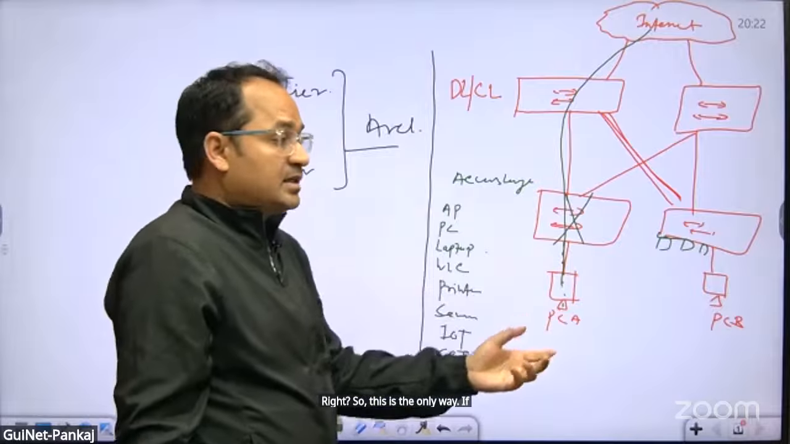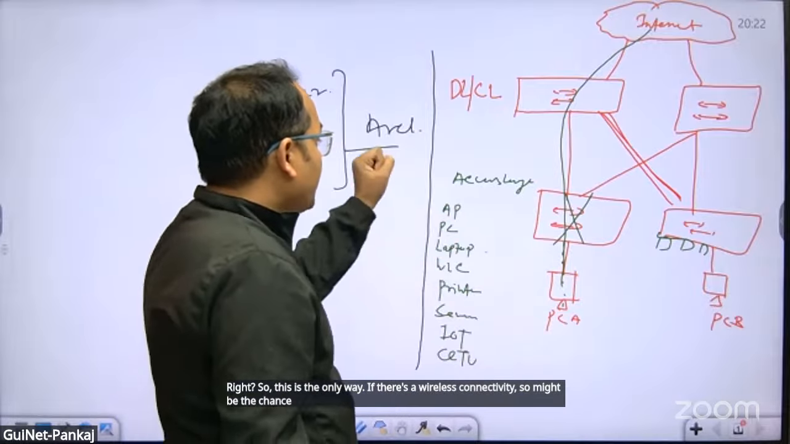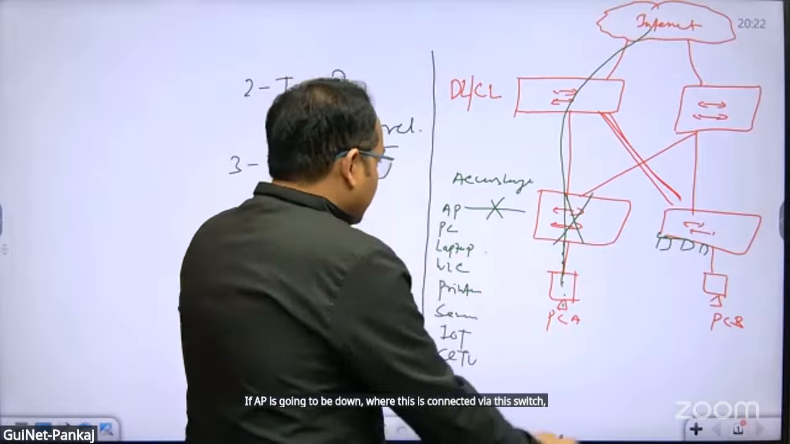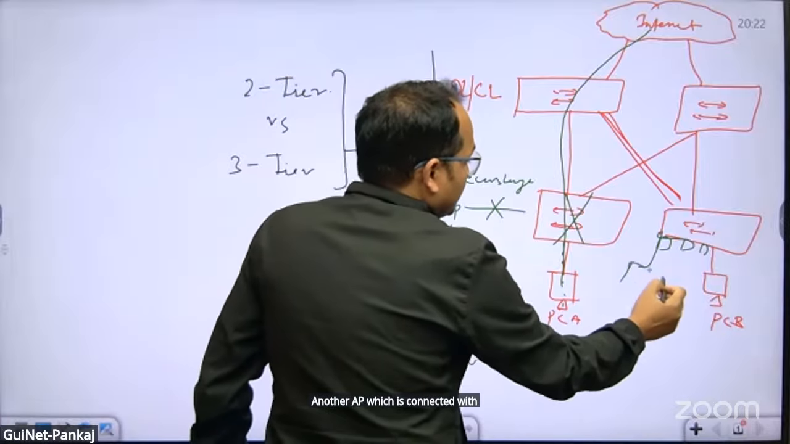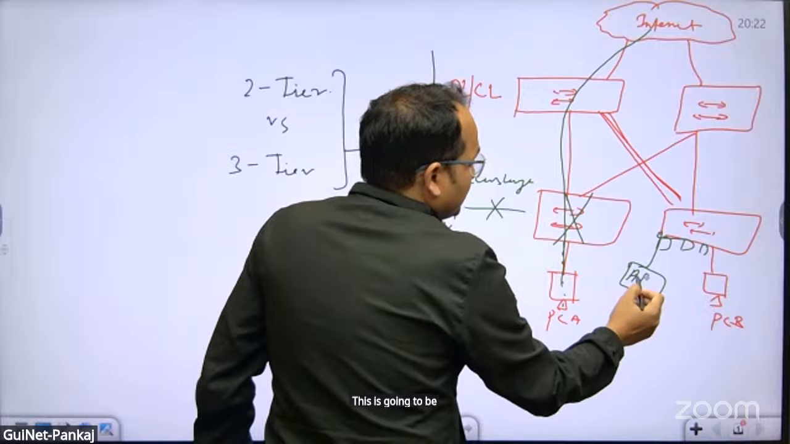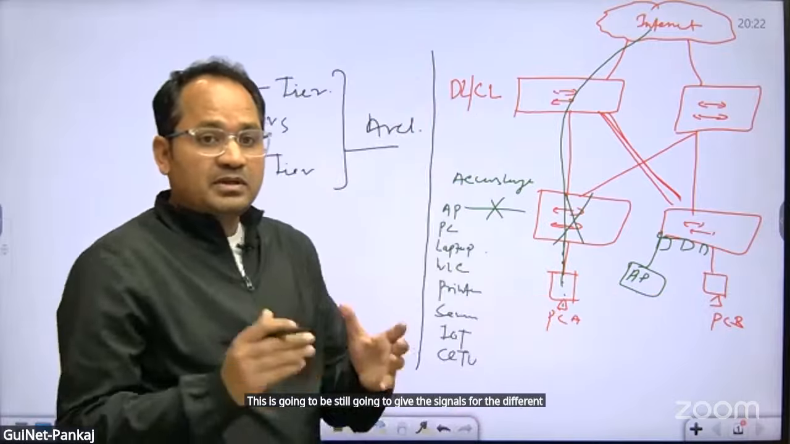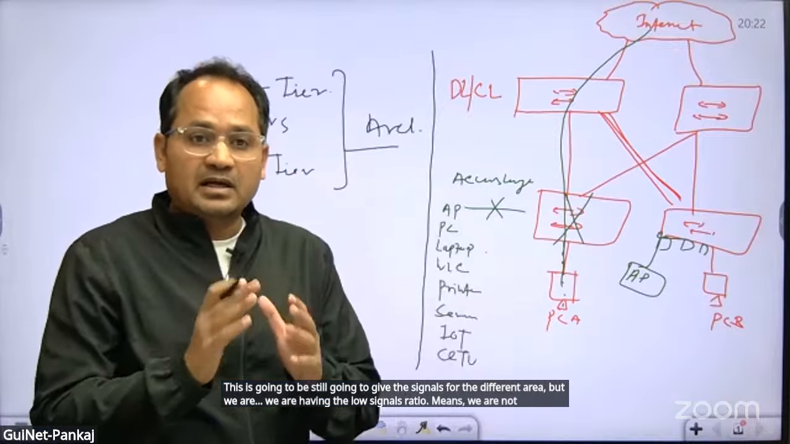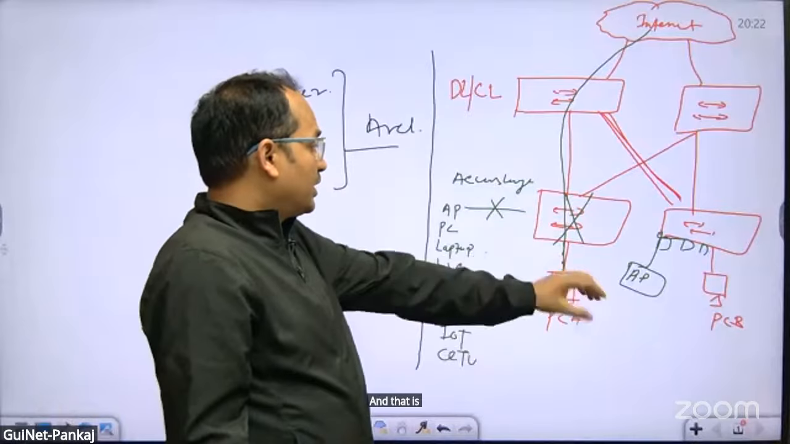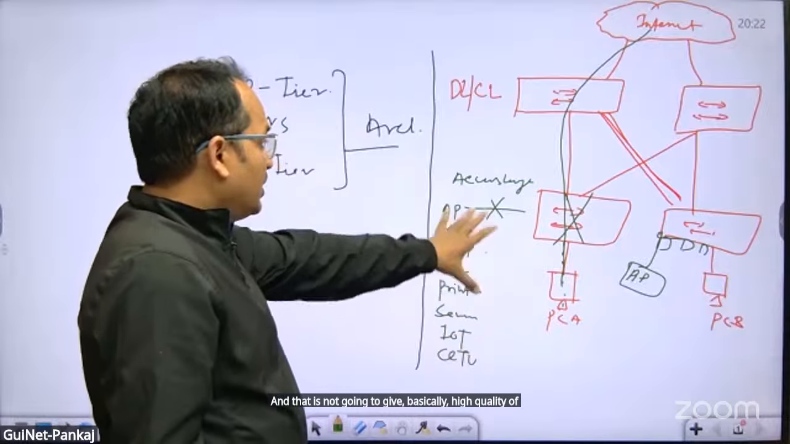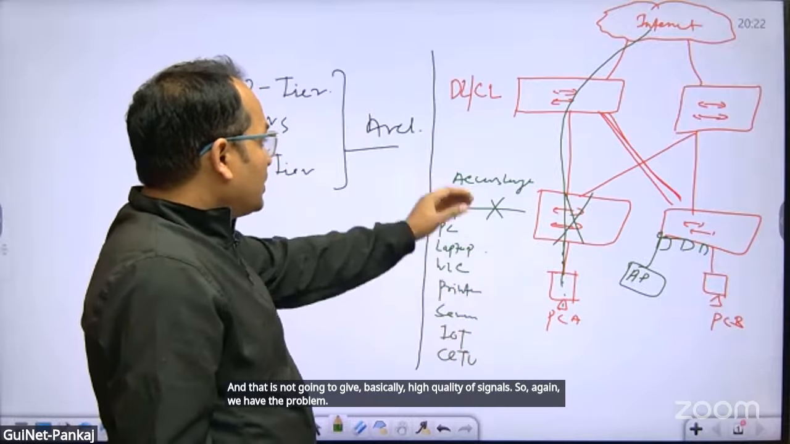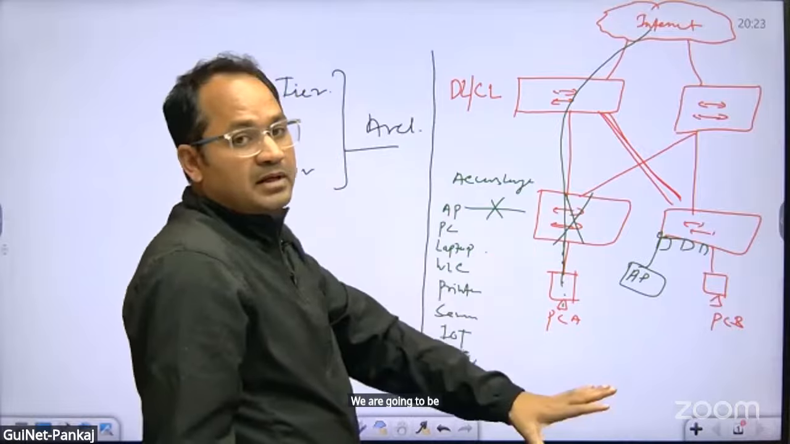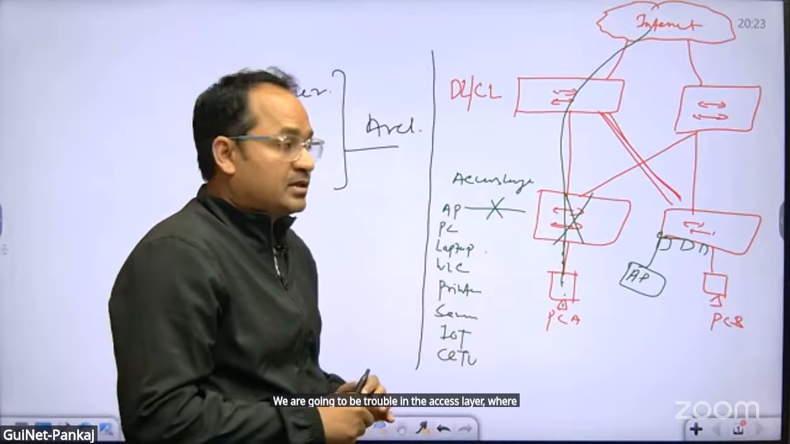If there is wireless connectivity, then if the AP connected to this switch goes down, another AP connected to the other switch will still give signals to the different area, but with a low signal ratio. We are not going to get a very high signal ratio, which does not give high quality signals. So again we have a problem. In case of any switch failure, we are in trouble in the access layer where end devices are connected.